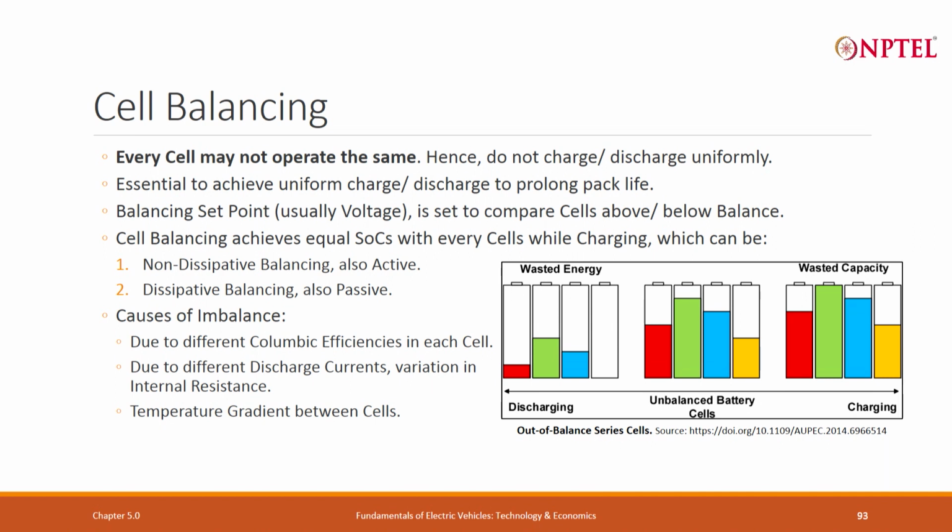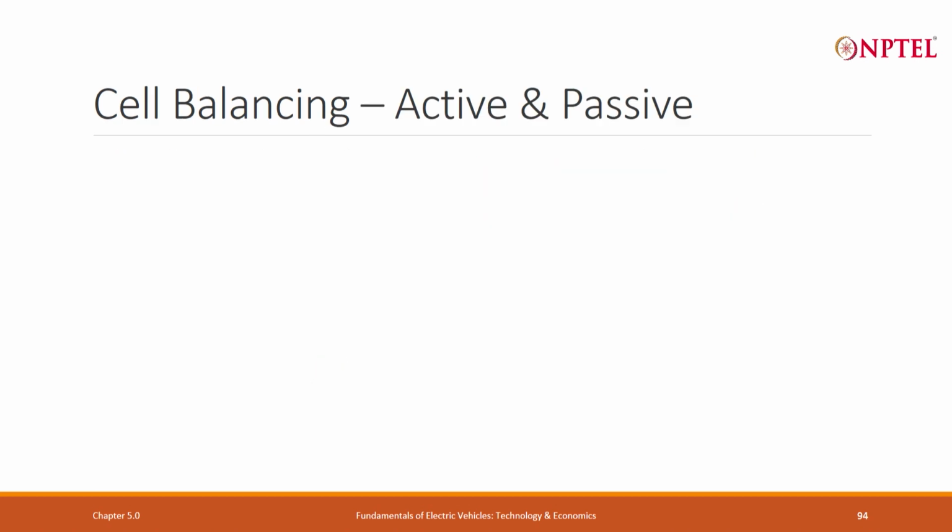Now, temperature gradient at the cell, what will happen here? If this is the pack, these 2 cells have very little surface area to move out the thermal energy. However, the other two cells have more area. So, temperature gradient in cells also creates imbalance.